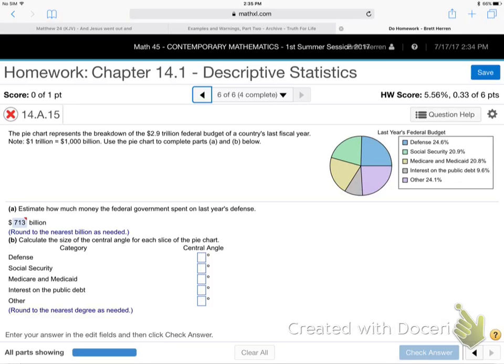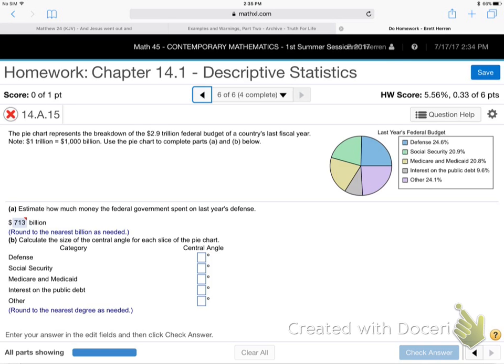All right. The pie chart represents the breakdown of the 2.9 trillion federal budget of a country's last fiscal year. Note, 1 trillion equals 1,000 billion. Use the pie chart to complete parts A and B below. A, estimate how much money the federal government spent on last year's defense.